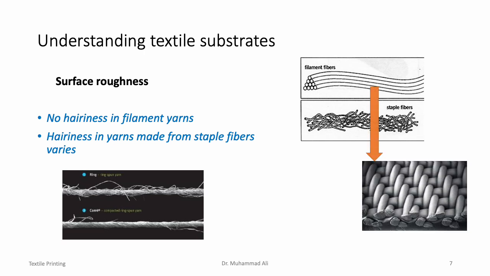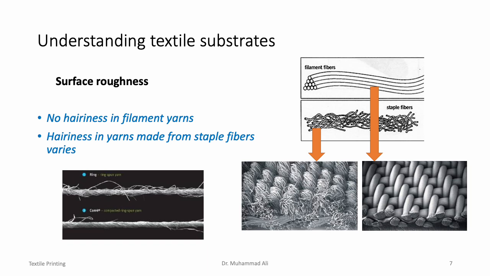So if a fabric is constructed using a filament yarn, you would expect its surface to be very smooth, as shown here in the image. And in case of a fabric that is woven or produced using a staple yarn, the surface hairiness is generally very high. So compare these two fabrics here. One of them is made of filament yarn, the other is made of staple yarn, and you can see that there's a huge difference as far as the surface roughness of these two is concerned.